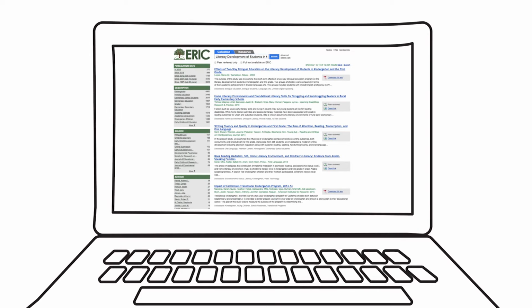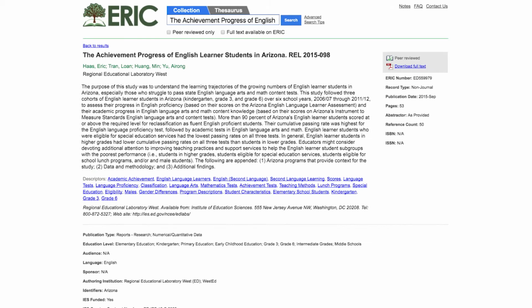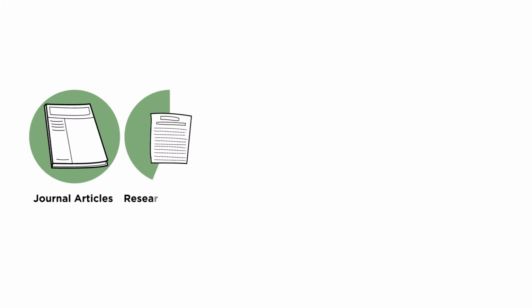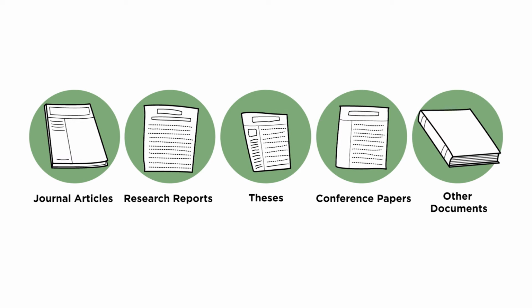What is an abstract? It is a concise summary of a larger work. An abstract provides a synopsis of the document so you can assess its potential usefulness without downloading the PDF. Abstracts summarize journal articles, research reports, theses, conference papers, or other documents. They can help the reader quickly discern the purpose and content of the work.